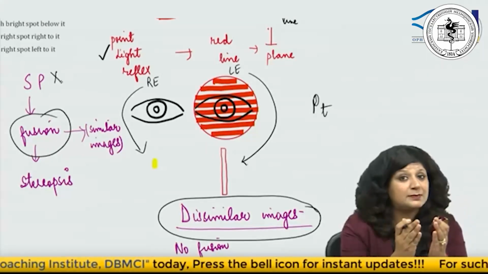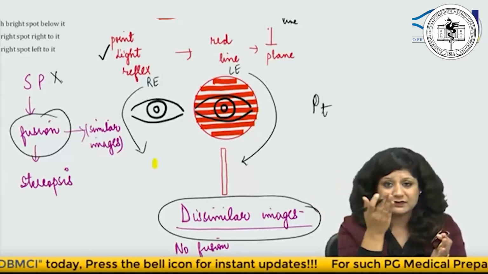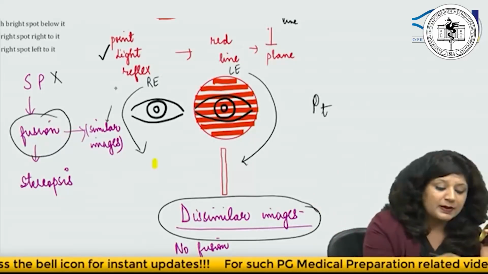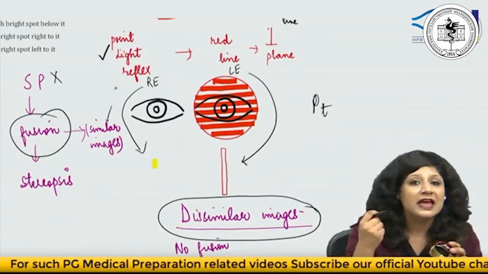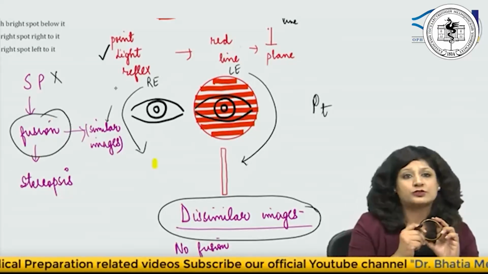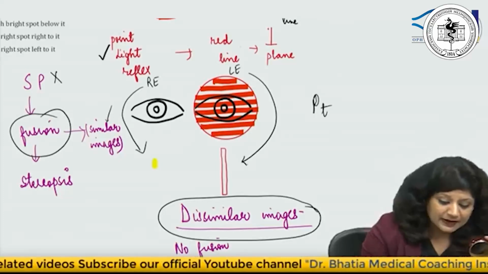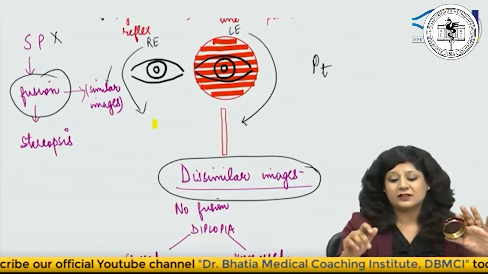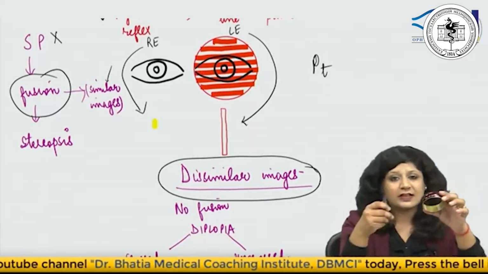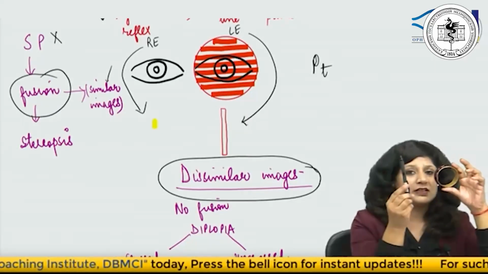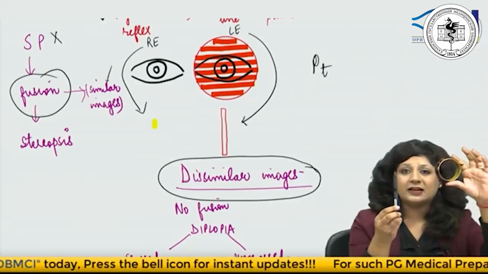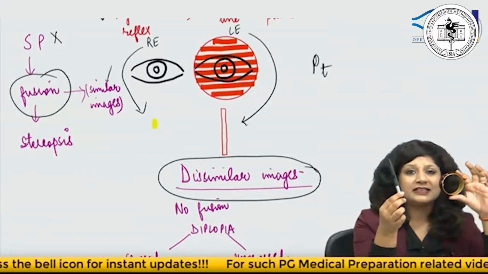I can stop the simultaneous perception by the cover-uncover test, or the other method is by creating dissimilar images, and dissimilar images can be created with the help of this Maddox rod test. So what is happening if the person is not having the squint? Suppose one eye is having the Maddox rod and one eye is not having the Maddox rod. So one eye is seeing a dot reflex and one eye is seeing this line.